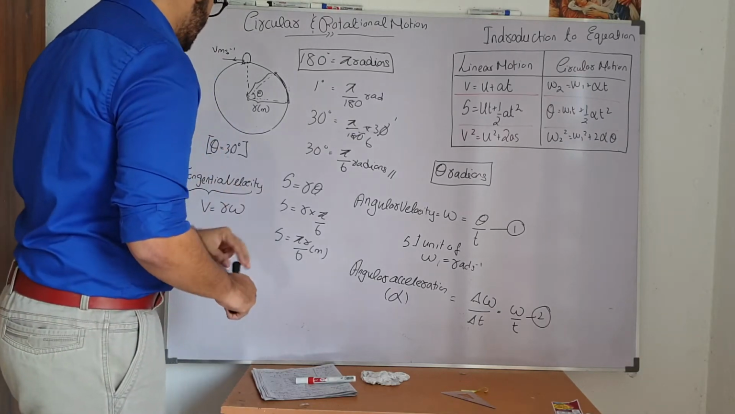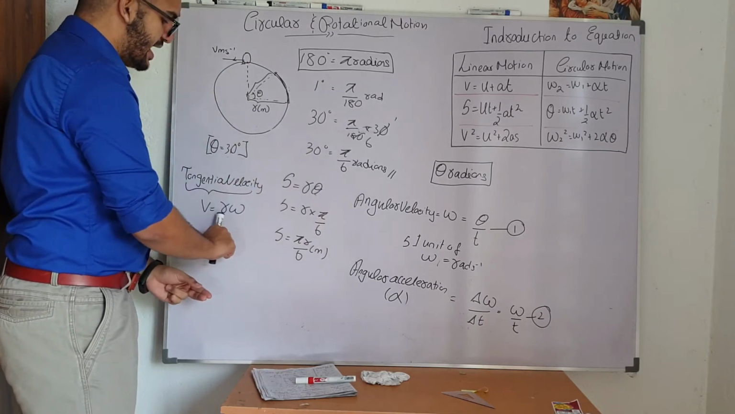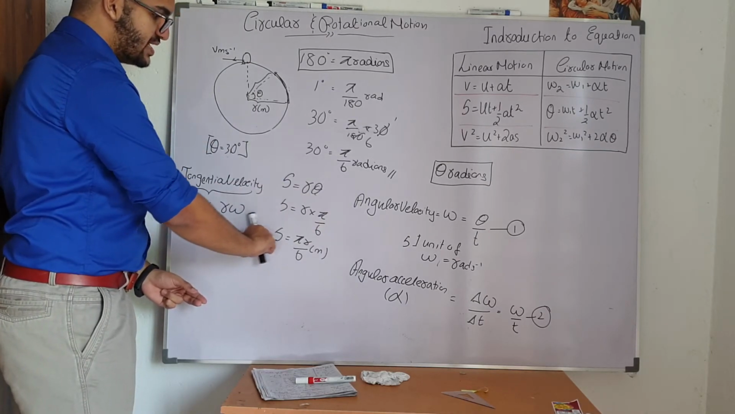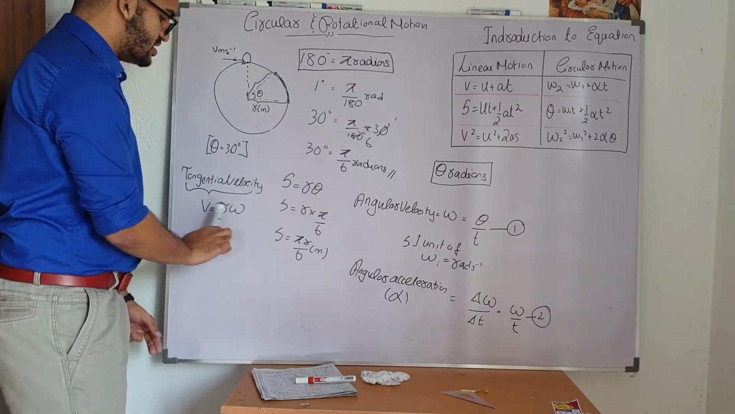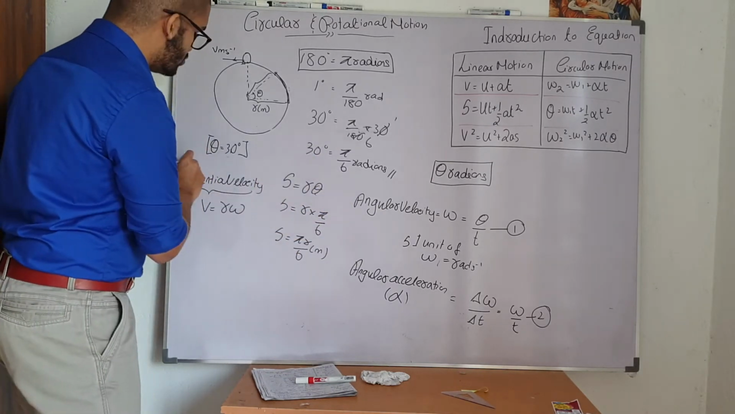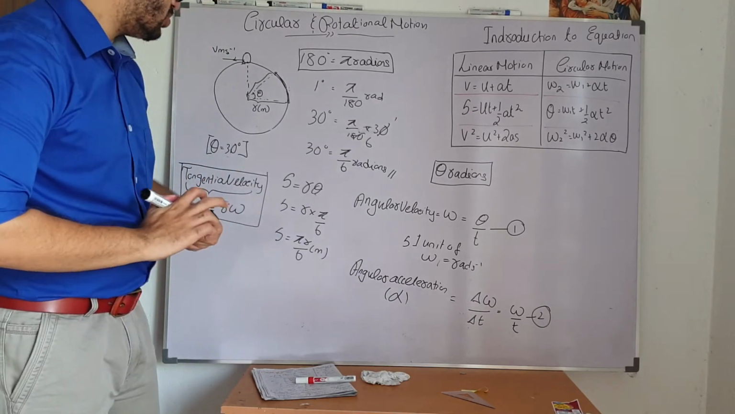So v equals r omega is the tangential velocity, v is the tangential velocity, omega equals angular velocity, and radius is in meters, right? Tangential velocity. So I hope you draw a box around it because this is a very important equation.